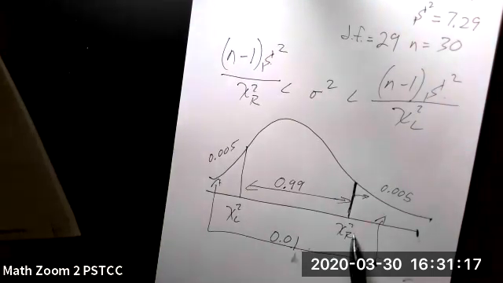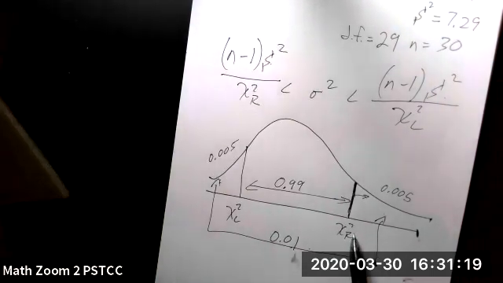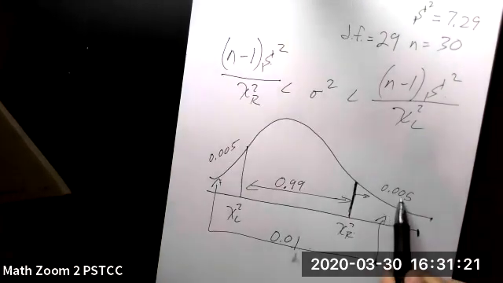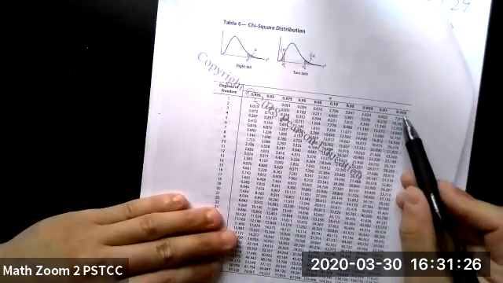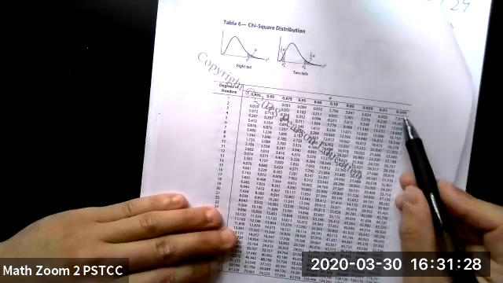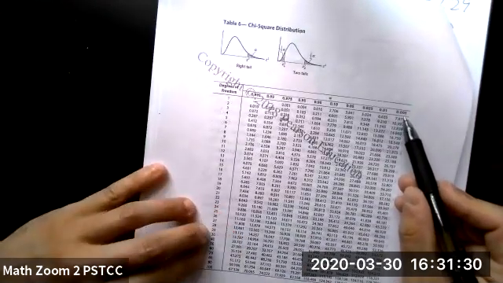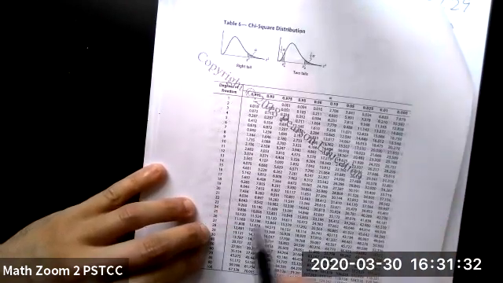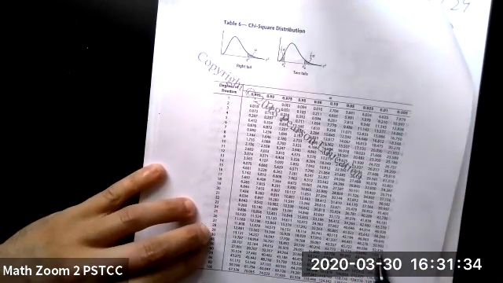So we need the chi-squared right critical value. The area to the right is 0.005. We go to the 0.005 column, which is the furthest on the right. We go down to degrees of freedom of 29. The chi-squared critical value is 52.336.